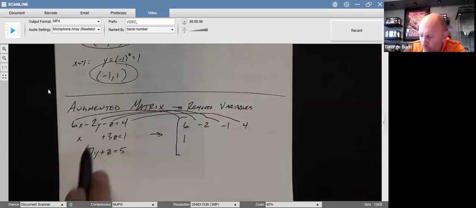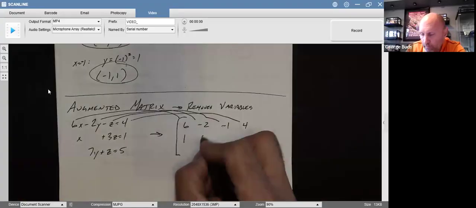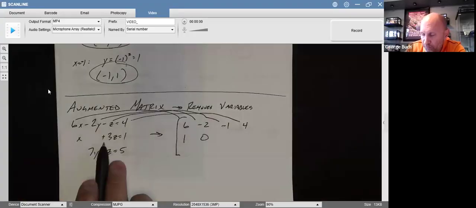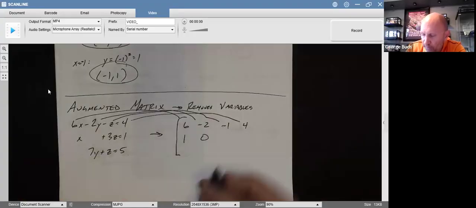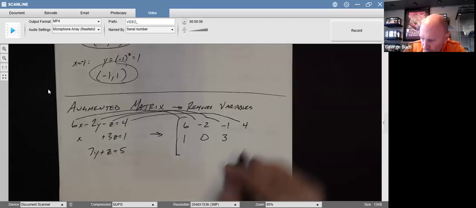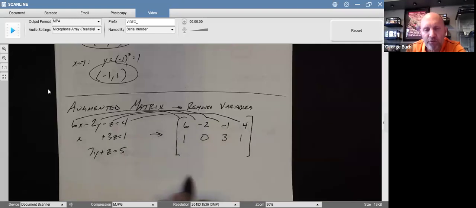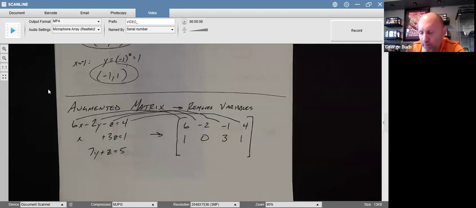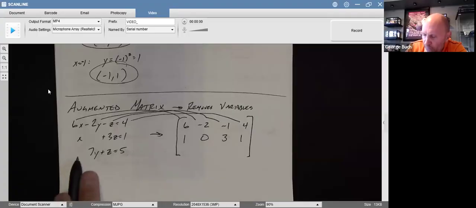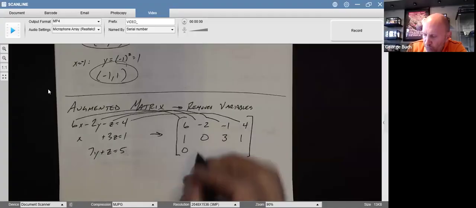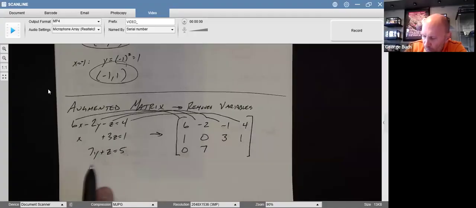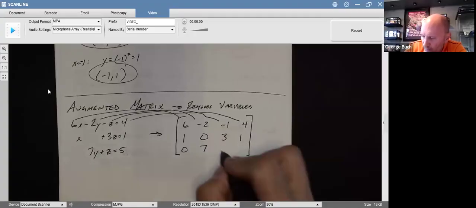I do that again for this second row, and I have 1x, so that's a 1. There's no y variable, so that's a 0. Plus 3z, so that's a plus 3 there. And then a 1 is my constant. And again, we put these brackets on both sides. We're creating this matrix here. And for the last equation, there is no x term, so that's 0. 7 is the coefficient of y. 1 is the coefficient of z, and then the 5.